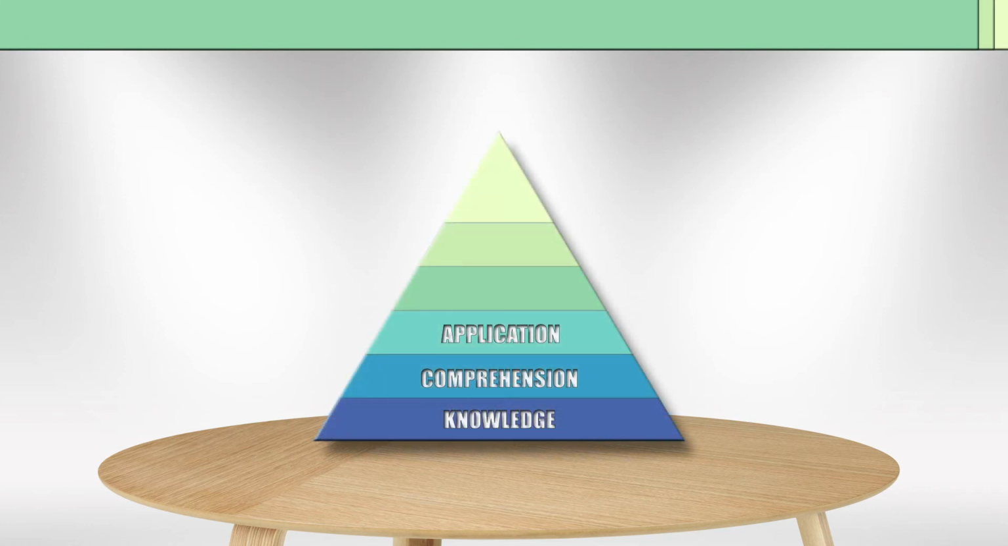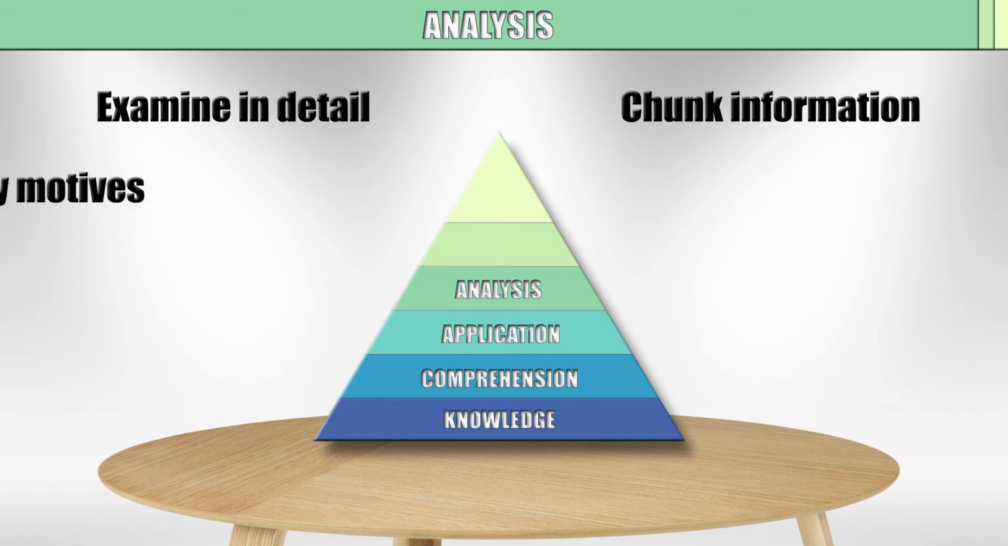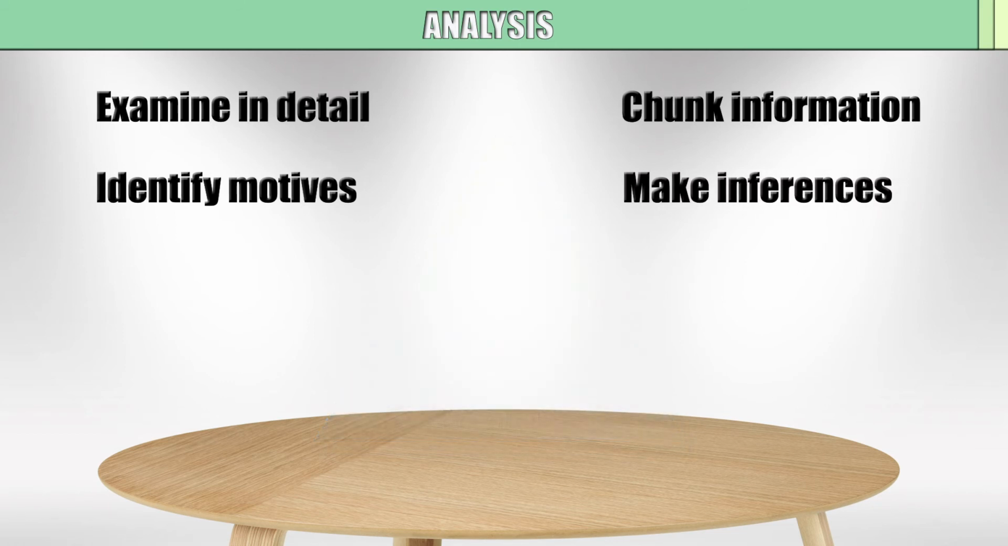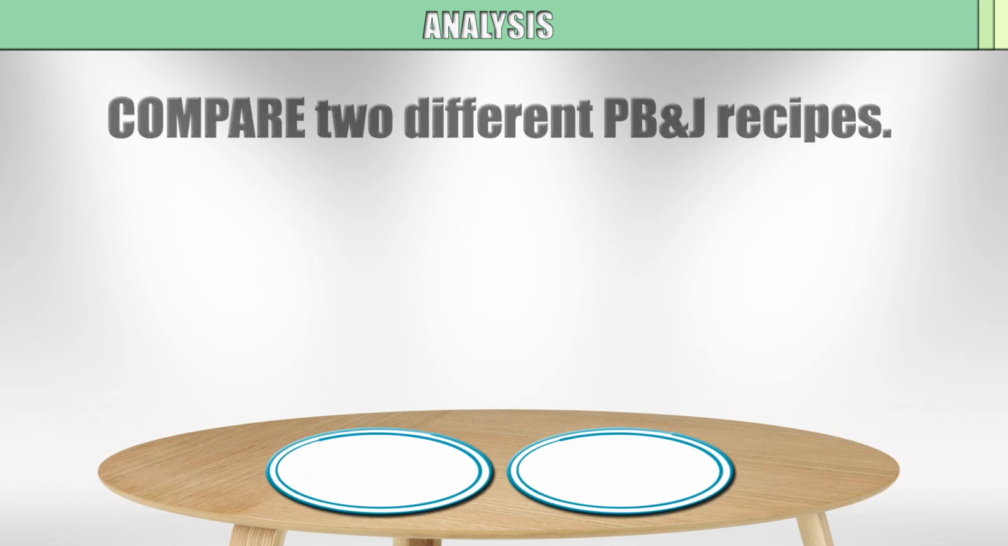The next Bloom's level is analysis. This higher learning level can be achieved by asking students to examine something in detail, breaking information into parts, identifying motives or causes, and by making inferences and finding evidence to support generalizations. TLO action. Compare two different PB&J recipes.